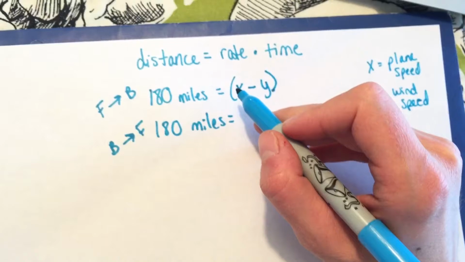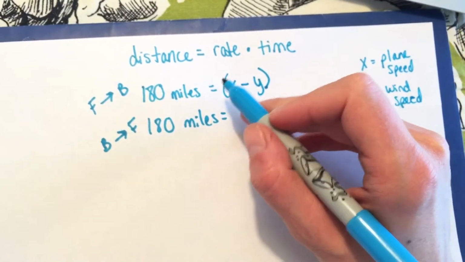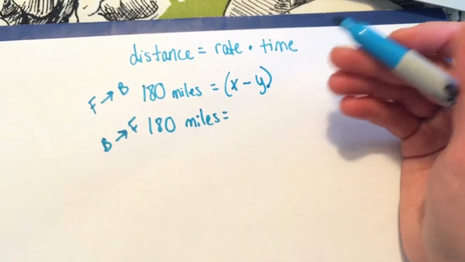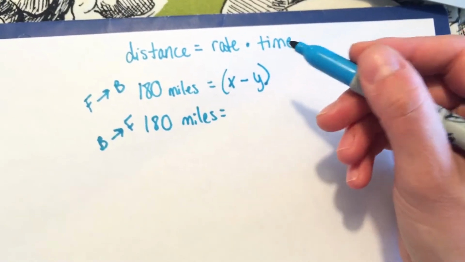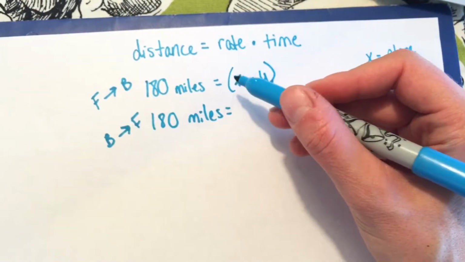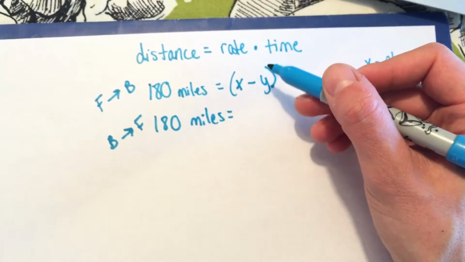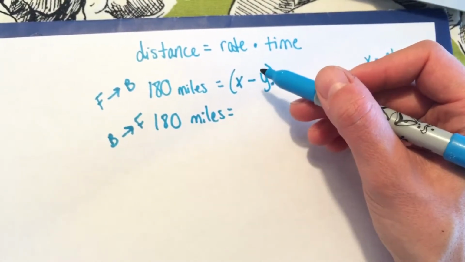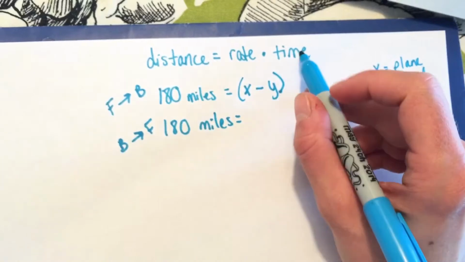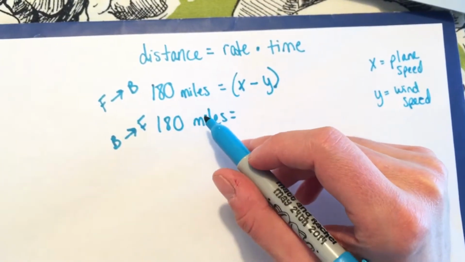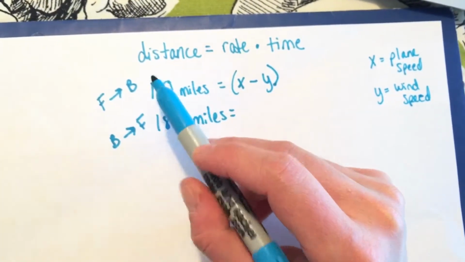So if you want to think about it as, let's pretend the plane is going 100 miles per hour, that wind is counteracting some of that speed, so it's causing it to slow down. That's why we would have 100 minus whatever, let's say it was 30 miles an hour, then the plane's really only going 70 miles an hour, if that makes sense. And then the time it says for Fargo to Bismarck is 2 hours.